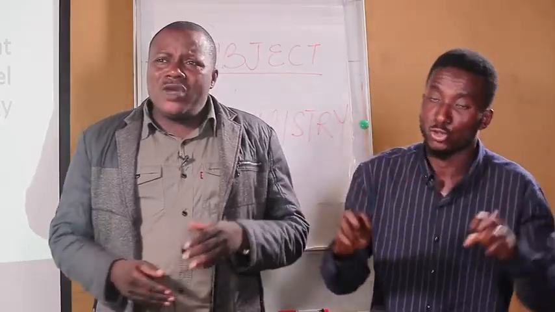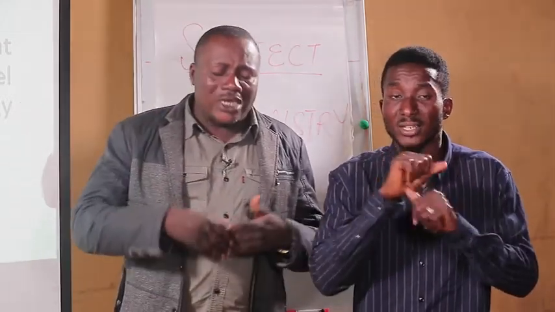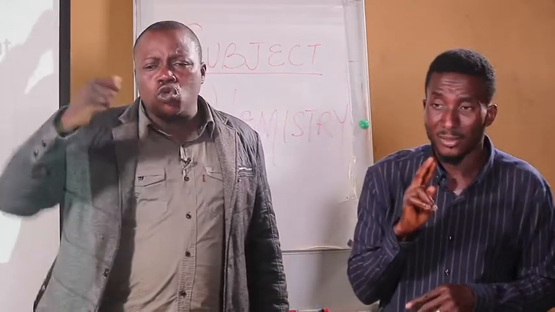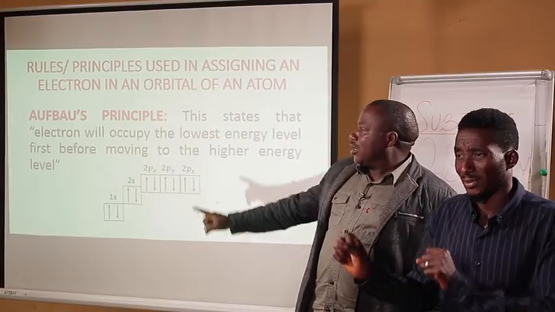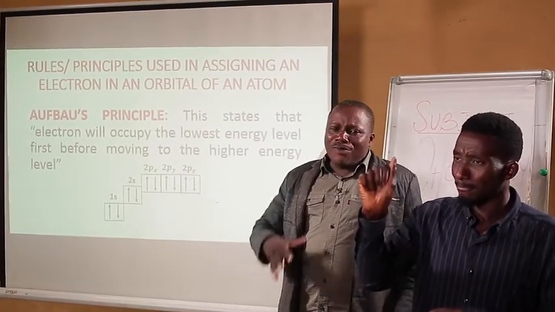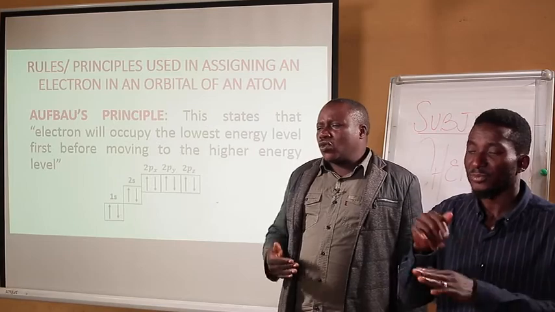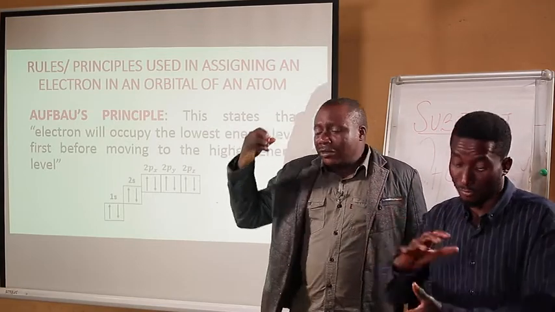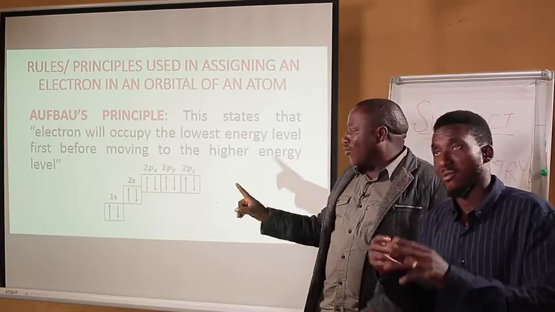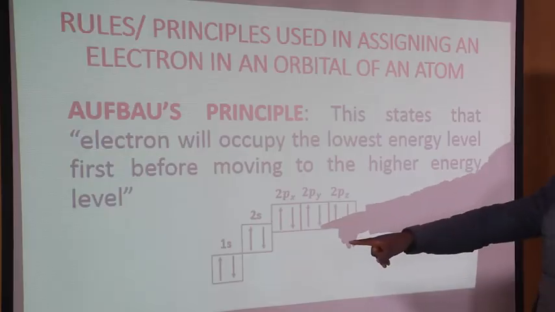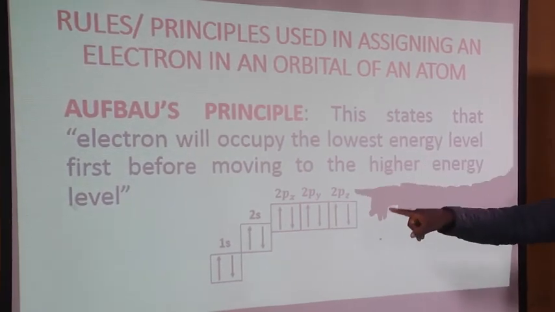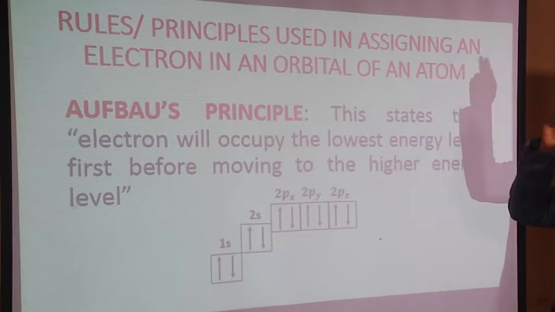Now, whenever we are assigning an electron in an orbital, we are guided by 3 major principles or rules. The first one is the Aufbau principle. What is the Aufbau principle saying? It is saying that electrons will occupy the lowest energy level first before moving to a higher energy level. You can see here we have 1s. They will first of all occupy 1s before moving to what? 2s. They cannot jump from 1s to 3s. That is what Aufbau is saying.